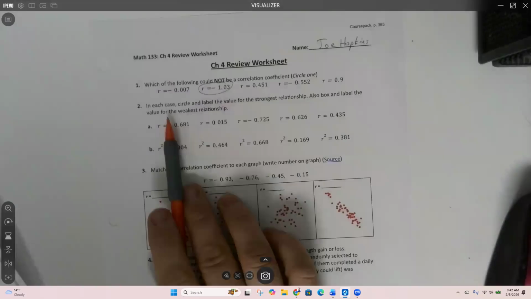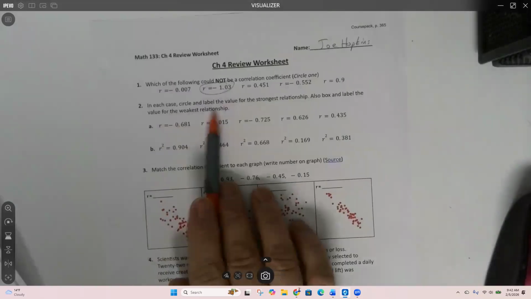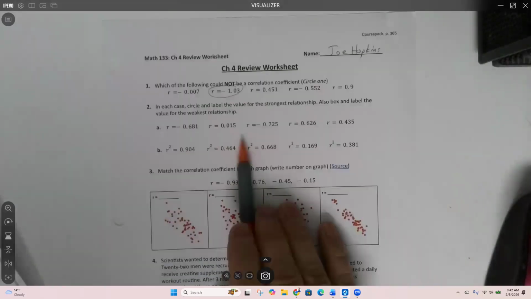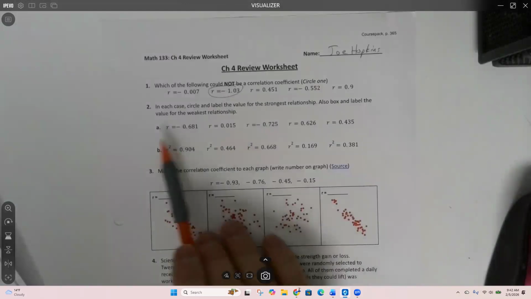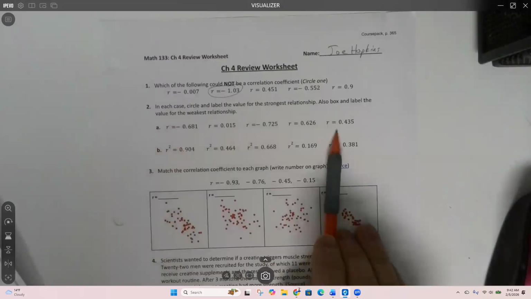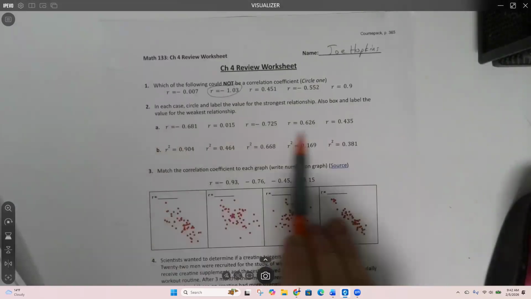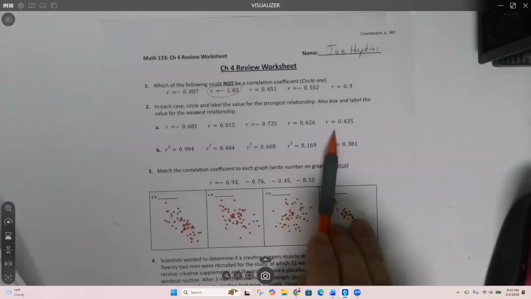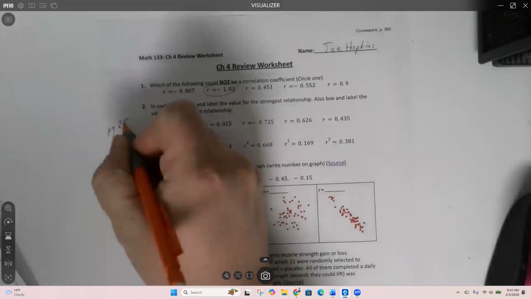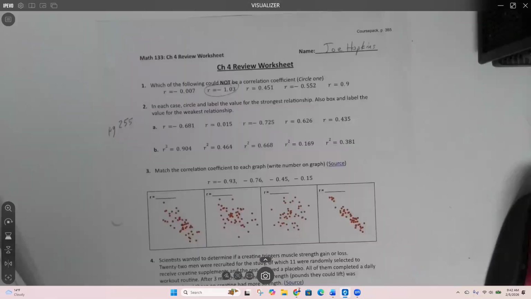Okay. In each case, circle and label the value of the strongest relationship. Also box and label the value of the weakest relationship. Okay. All right. So same idea. So for part A, which of these has the strongest relationship? You look on page 255.